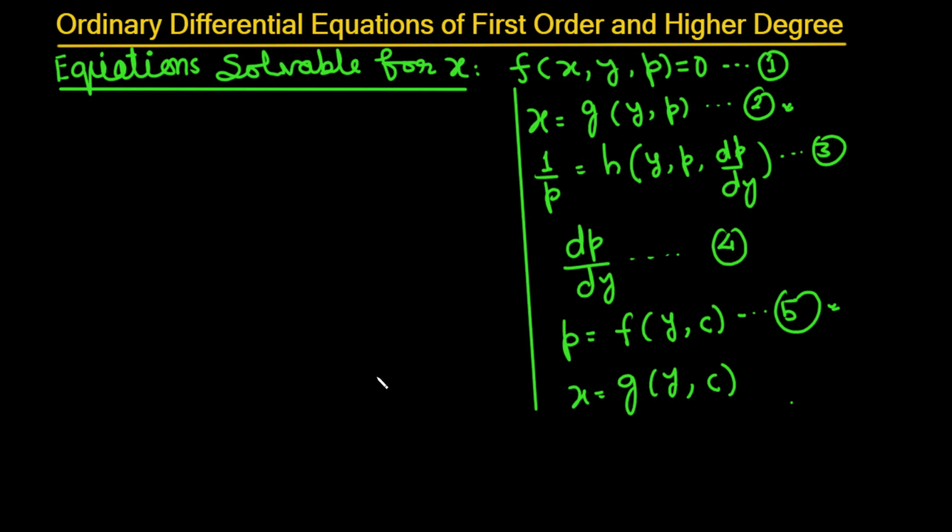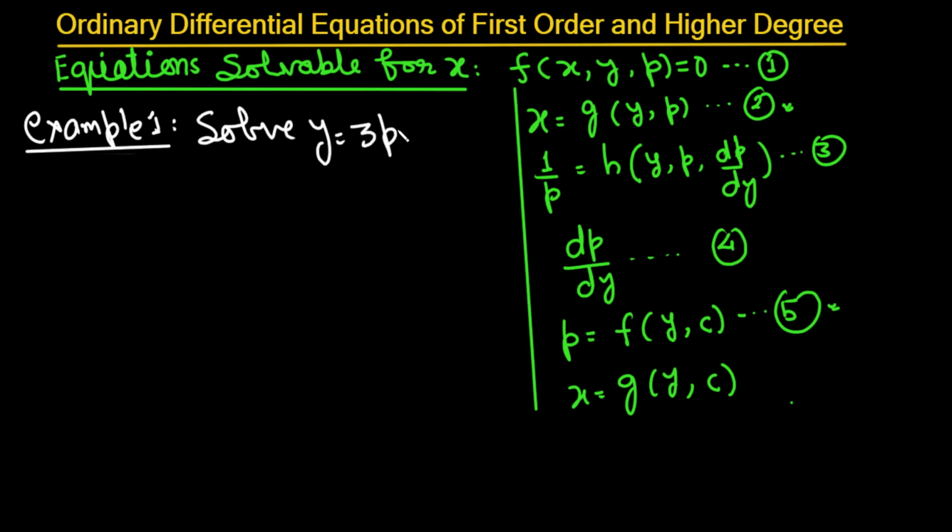Let us take a couple of examples to understand how to implement these ideas in actual problems. So this is our example 1, and we have to solve the equation y equals 3px plus 6p square y square. This equation is solvable for x because x is in only one term, so we can express x as a function of y and p, right?